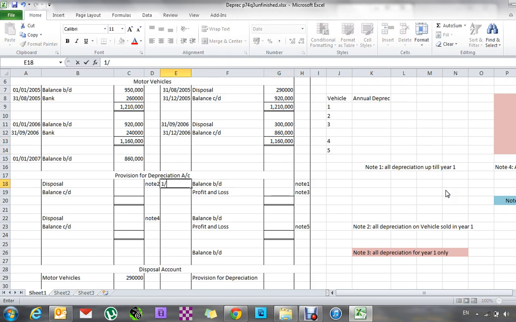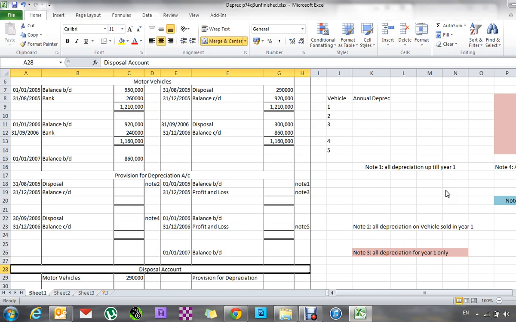Provision for depreciation. I just put in my dates first. First of the 1st, 05. The depreciation expense is going to be 31st of 12th, 05. The disposal, that one I got rid of on the 31st of the 8th, 2005. And then the balance CD is on the 31st of the 12th, 05. And that will be my balance BD, which is going to be the 1st of the 1st, 06. And my profit and loss is on the 31st of the 12th, 06. My balance, 31st of the 12th, 06. And the disposal happened on the 31st of the 9th, 06. Okay, and the balance brought down then is going to be the beginning of next year, 1st of 1st, 07.